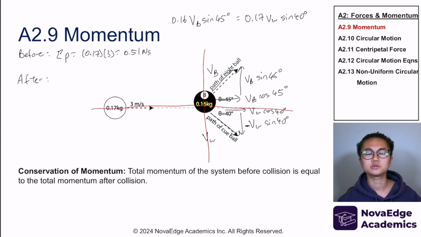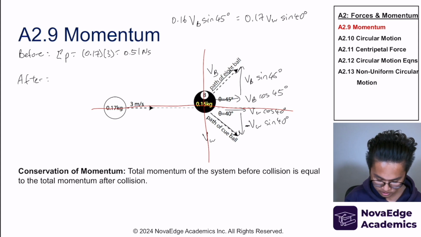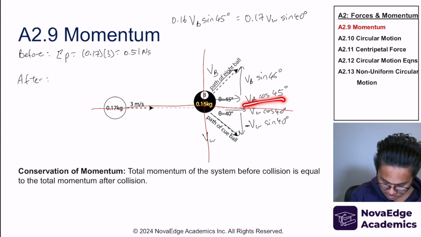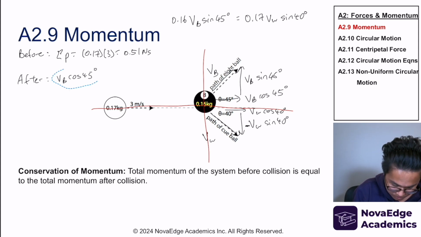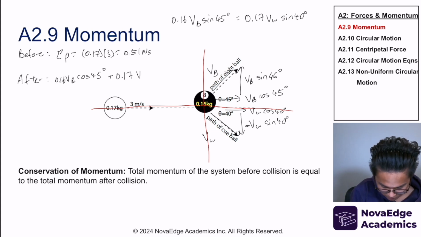Now let's do the horizontal component. The horizontal component is just this plus this. So I get that V black cosine 45, multiplied by its mass, 0.16, plus 0.17 V white cosine 40 has to be equal to 0.51.